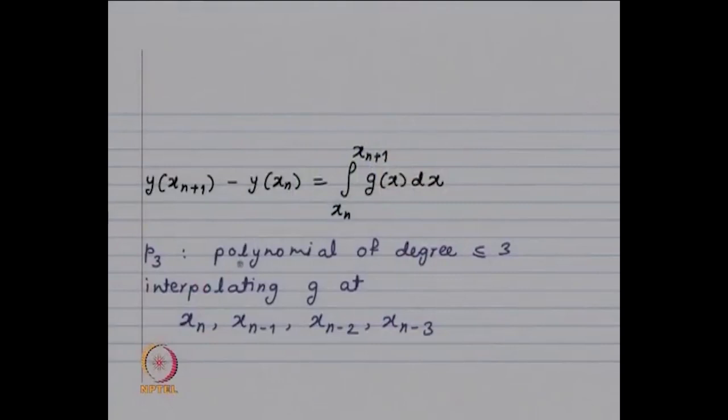Now, what I am going to do is consider the cubic polynomial interpolation. The points are equidistant. So, because the points are equidistant, we can use our formula for the cubic polynomial, it becomes slightly simpler, and we will try to put it in a form so that our integration becomes easier. So, we have y at x n plus 1 minus y x n to be the integral x n to x n plus 1 g x dx. g is the function f x, y x. P 3 is a polynomial of degree less than or equal to 3, interpolating our function g at x n, x n minus 1, x n minus 2, x n minus 3.